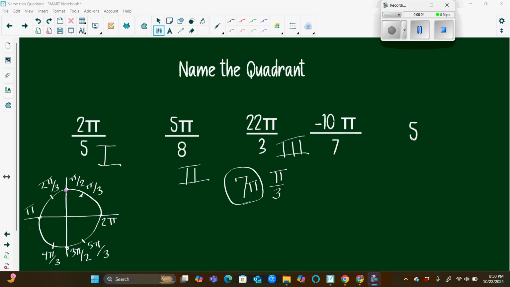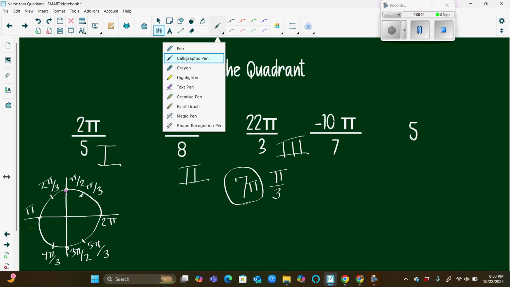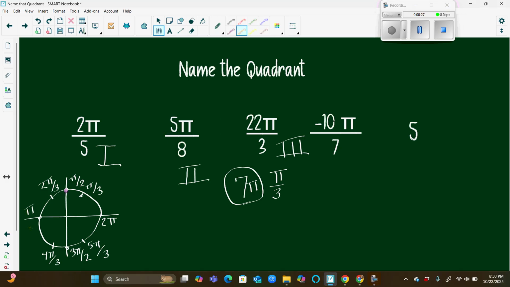Now let's take a look at negative 10 pi over 7. So negative 10 pi over 7 is a negative angle, and when you're dealing with negative angles, I always like to look at the positive first, and then I can flip it to figure out the location. So I'm thinking about when I compare to the circle, we know that pi over 2 is up here and pi is over here, and pi would be like 7 pi over 7, and 2 pi over here would be like 14 pi over 7. So positive 10 pi over 7 is going to be somewhere down in here. So negative 10 pi over 7 would be above.